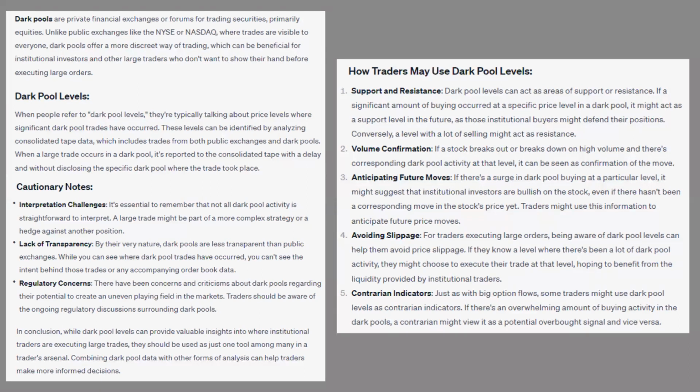And when people refer to dark pool levels, they're typically talking about price levels where significant dark pool trades have occurred. These levels can be identified by analyzing consolidated tape data, which includes trades from both public exchanges and dark pools. When a large trade occurs in a dark pool, it's reported to the consolidated tape with a delay and without disclosing the specific dark pool where the trade took place.